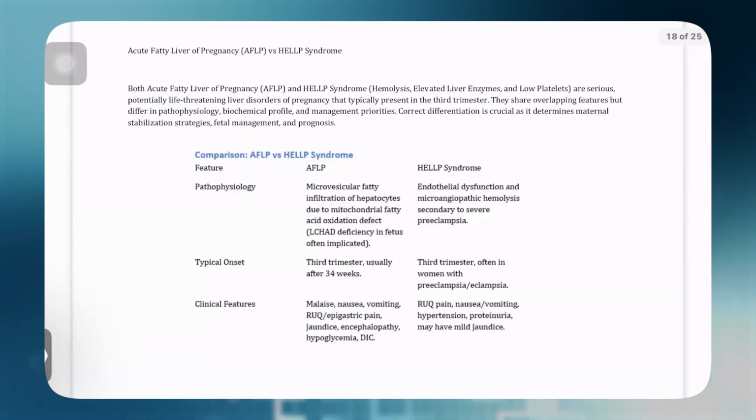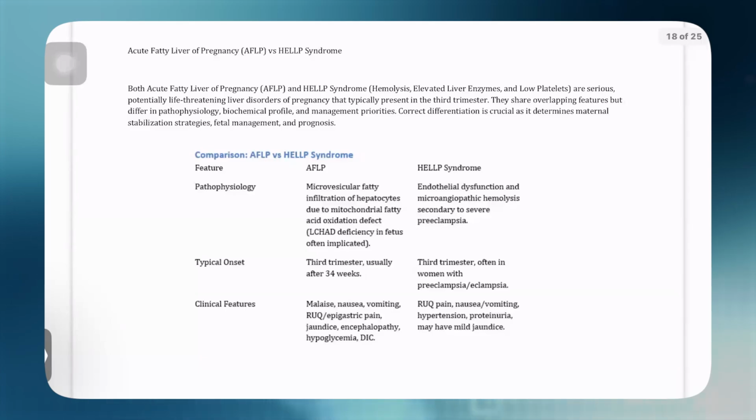Both acute fatty liver of pregnancy and HELLP syndrome are serious, very life-threatening liver disorders of pregnancy, and they typically present in the third trimester. They have overlapping features but differ in their pathophysiology, their biochemical profile, and how you will manage these patients. That is why the correct differentiation is very crucial, not only in the MCQ but in practical life also. So you have to understand what the patient is going through.